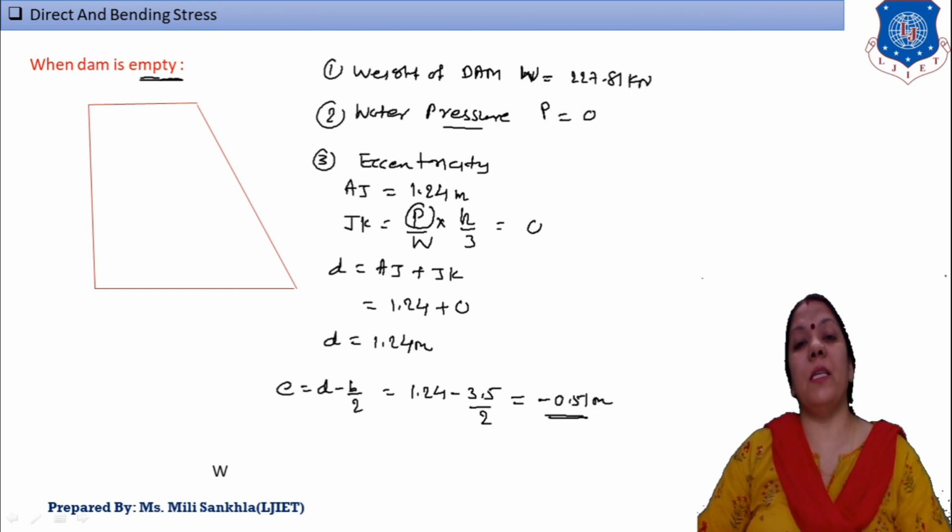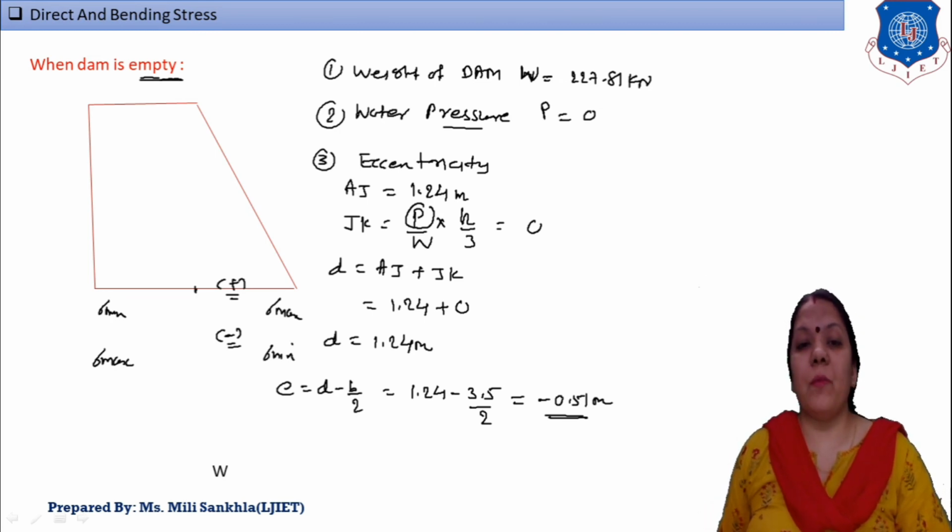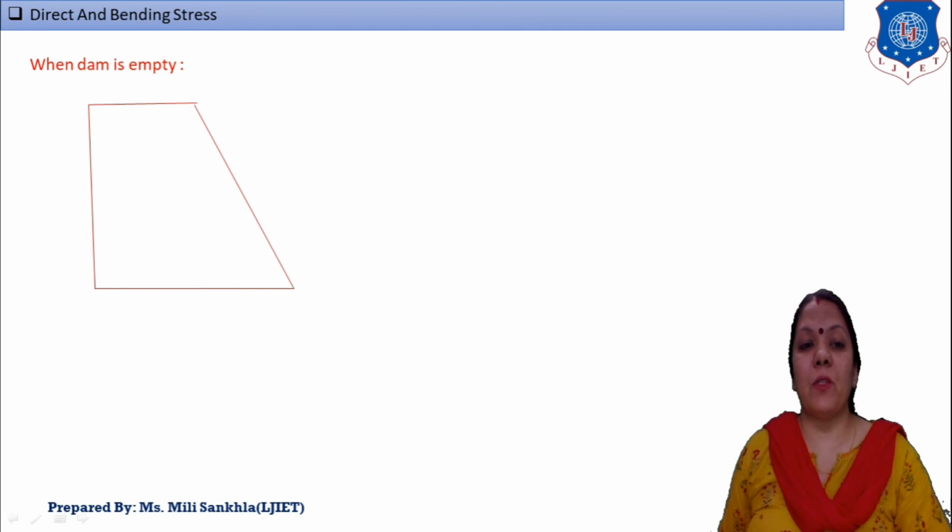Okay guys, this means if our eccentricity is negative, then our sigma max is on left hand side and sigma minimum on right side. If our eccentricity is positive, that means for this section sigma max is this side and sigma minimum is this side, but for this case our eccentricity is negative, so sigma max is on left side and sigma minimum on right side. In this example stress distribution diagram is not asked. In next example I will explain you.